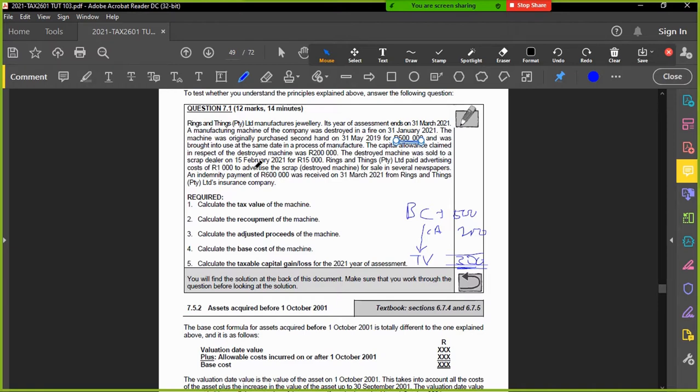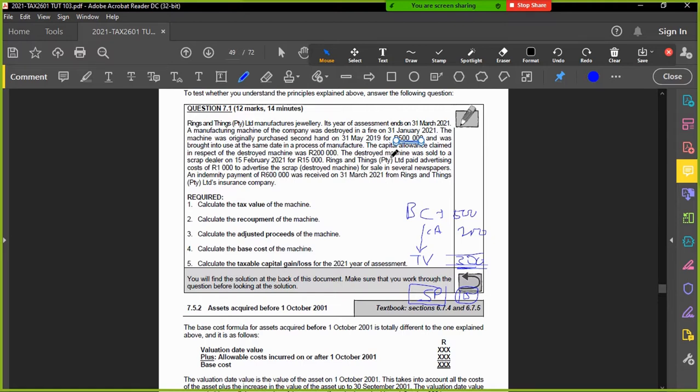And it's sold to a scrap dealer for 15. Obviously 15 is the selling price, so it's below. Selling price is only 15. That's way below the tax value. So there's going to be a scrapping allowance here. Do you see that? Yes. Let's carry on reading.